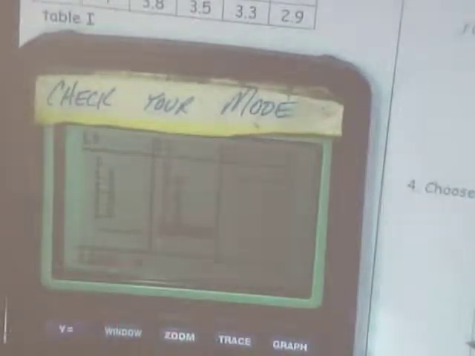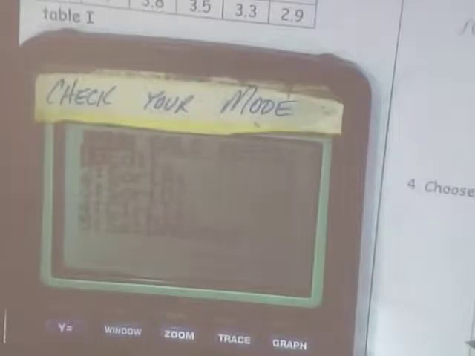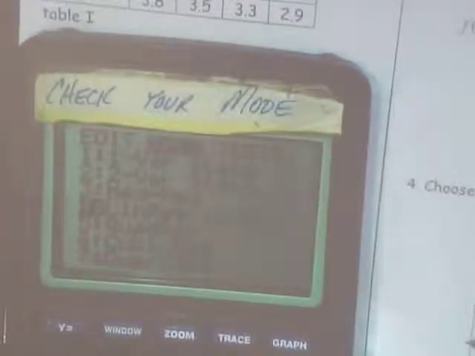Okay, at this moment you want to double check the figures that you put in, because if you put them in wrong, it's going to give you the wrong answer. Looks good? Go back to Stat, arrow over to Calculate, and number 4, Linear Regression.